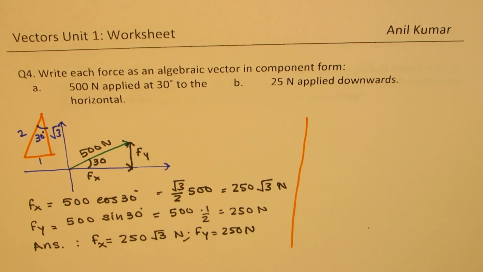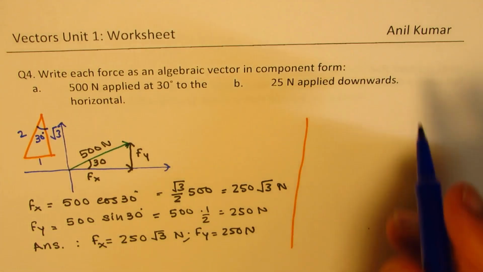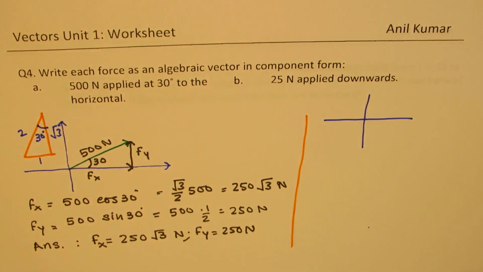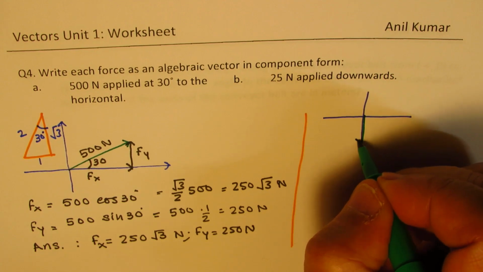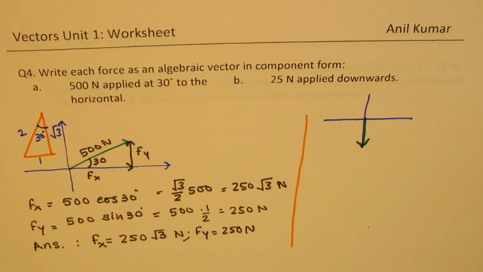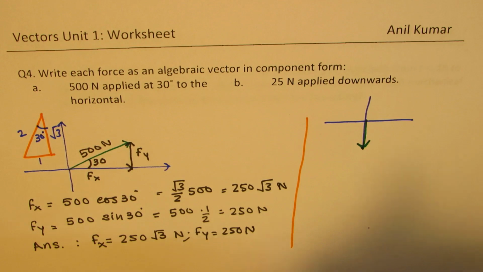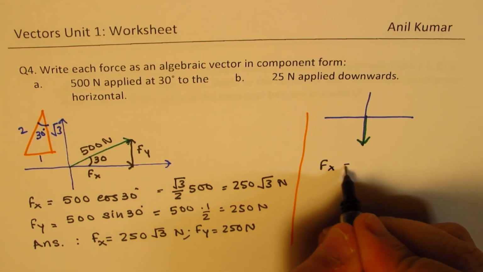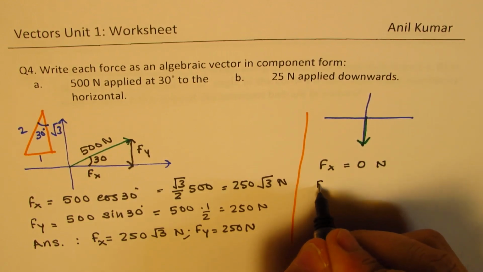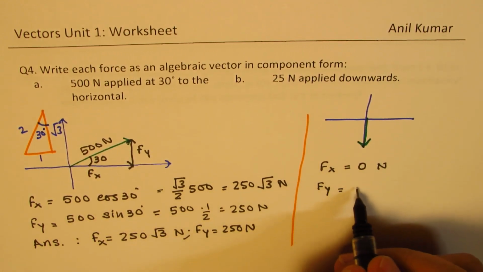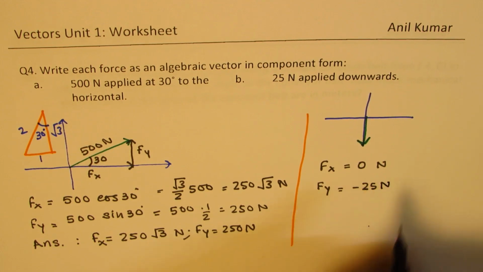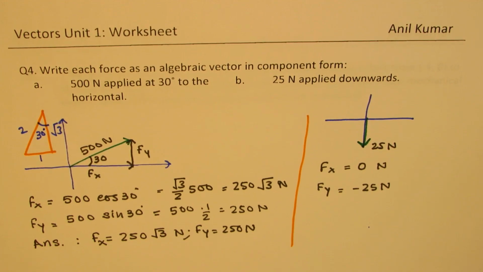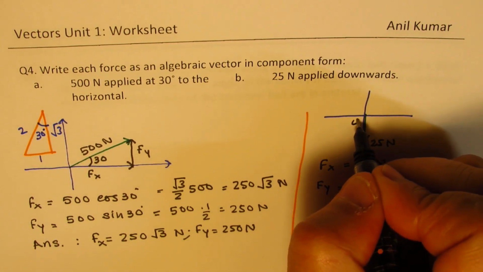It is straightforward. We are saying 25 newtons applied downwards, right? So in this particular case, it is 25 newtons applied downwards. Downward force will be referred to as negative, right? So we can write Fx is 0 newtons and Fy is minus 25 newtons, since it is acting downwards. Is that clear to you? So that is how we can answer this question.